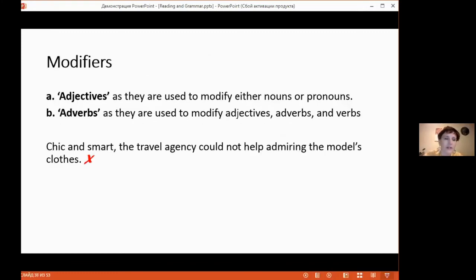Here we have modifiers. Modifiers can be expressed by different means. For example, they can be adjectives or adverbs. Well, adjectives would modify nouns or pronouns. Adverbs would modify verbs, also modify other adverbs and adjectives. And here's a sentence for you. Could you please find what is the problem? And maybe try to correct this sentence.